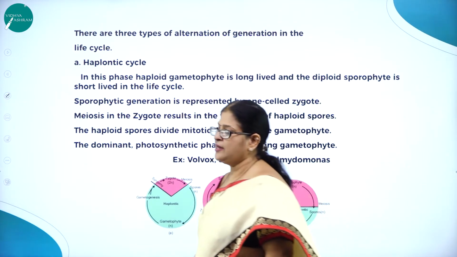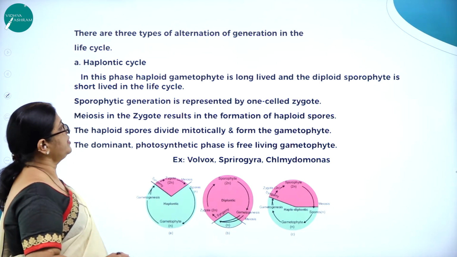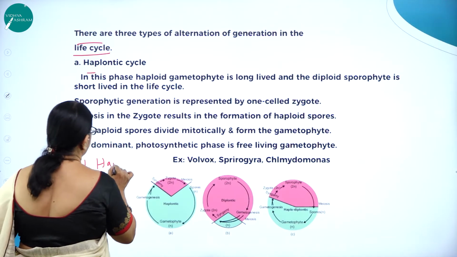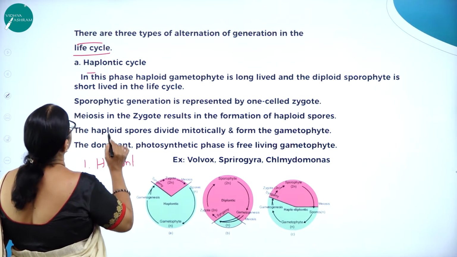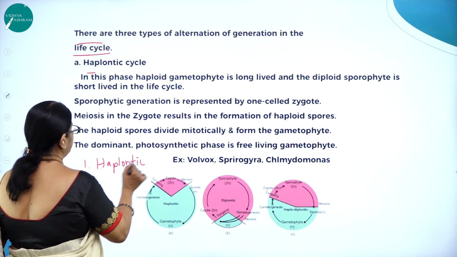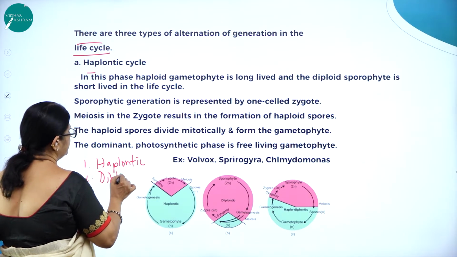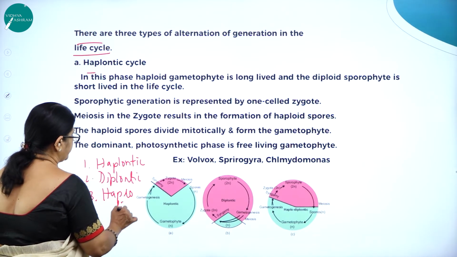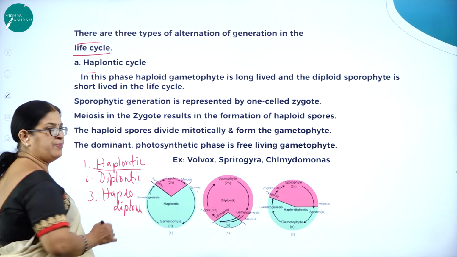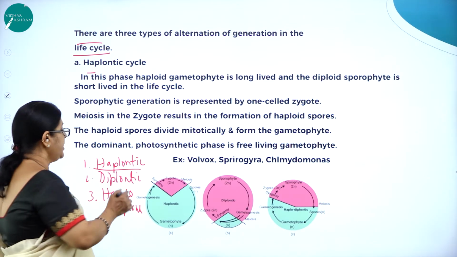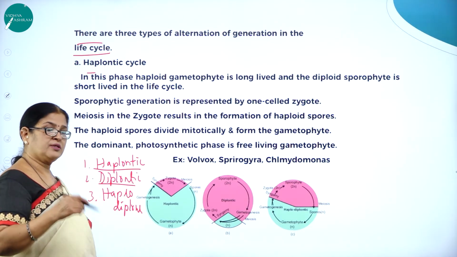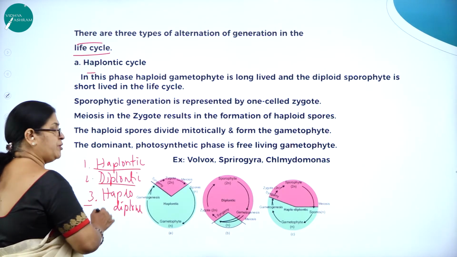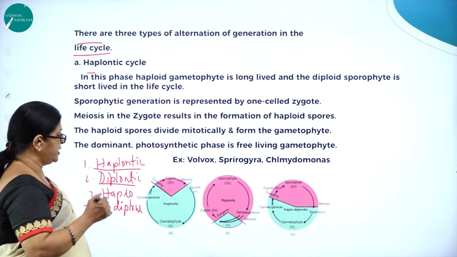Now, as I said, there are 3 types of alternation of generation in the life cycle. One is called haplontic, next is called diplontic, and the third one is called haplodiplontic. What do you mean by haplontic? Where the haploid stage is more dominant. In the diplontic cycle, the diploid stage is more dominant. In haplodiplontic, both the haploid stage as well as the diploid stage are dominant.